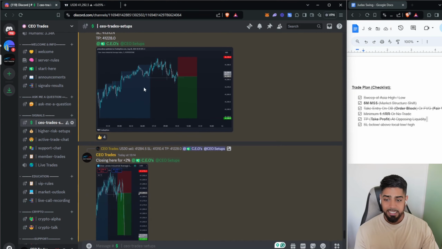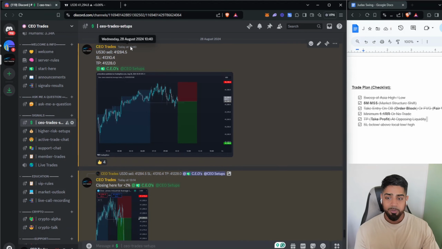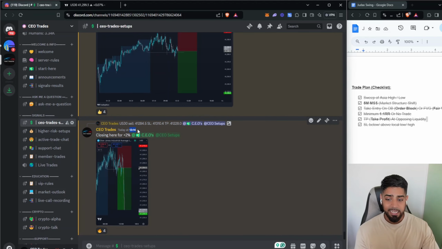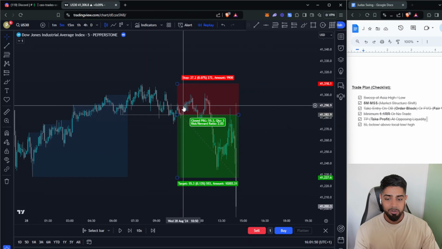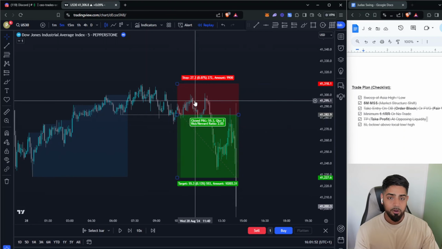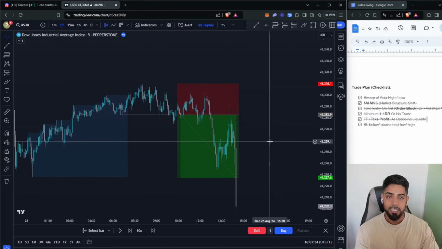And again, this is where I sent this trade into the VIP group, as we can see this morning at 10:40. Now, once I've sent this, you can see again that a few hours later, we hit take profit for a nice 1-to-2 risk to reward. So you can see how simple this strategy is. Price comes back, taps us in, goes into a little bit of drawdown, but then runs straight to take profit.